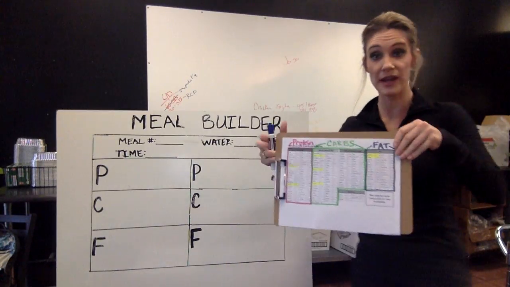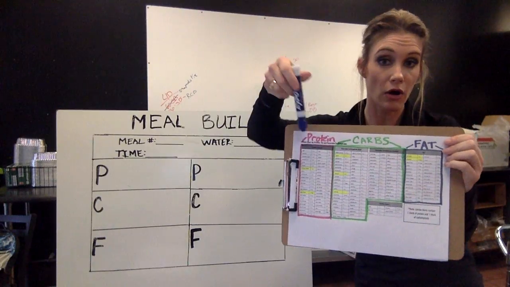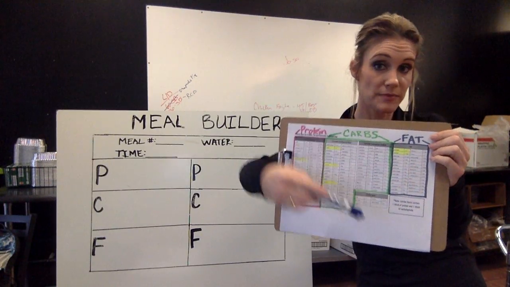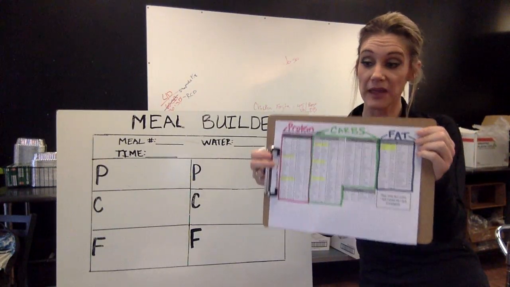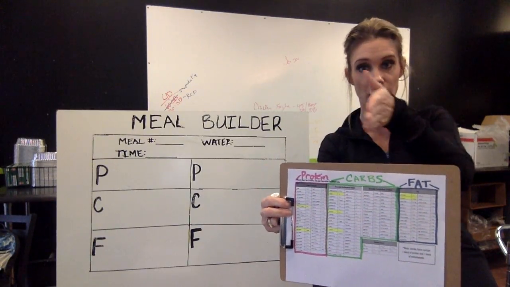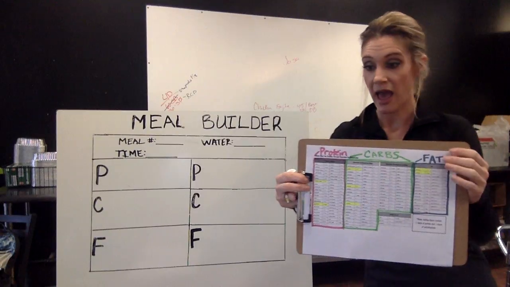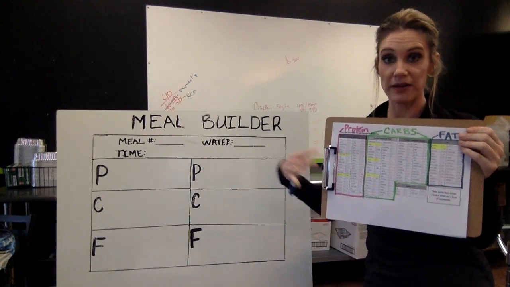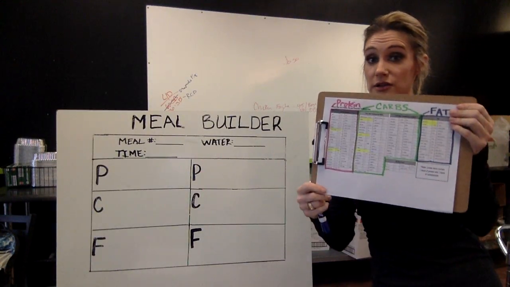The BlockChart method has divided up all of our proteins, all of our carbs, and all of our fats into categories, all right? So all food is protein, carb, and fat based. And we can zone that food by dividing it up into the categories, and so that is our job here.